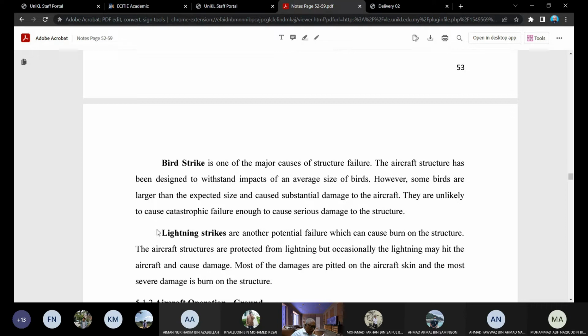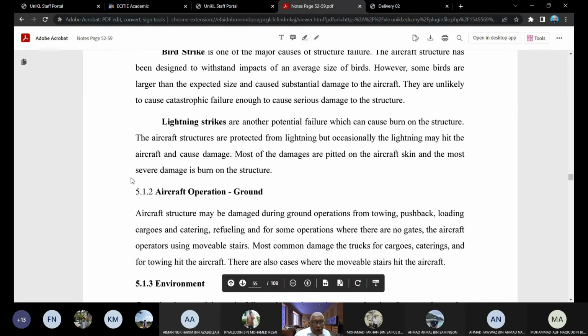So it's very messy work when you have a bird strike, because the remains of the birds are still there. At the same time, you have to do the inspection. At the same time, you have to design the repair. It's very messy. Lightning strike is another issue when you fly.